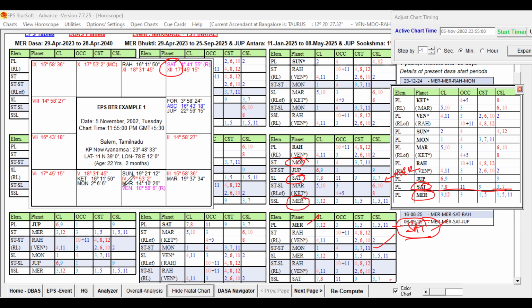And Mercury is here. Mercury is indirectly conjoined with Rahu. So Mercury is giving support to that Antara lord. So the key planets of the Bhukti lord are also playing a role here.